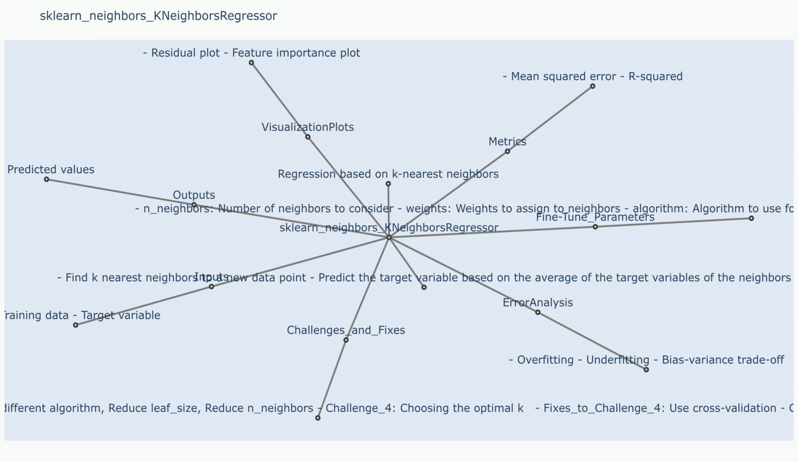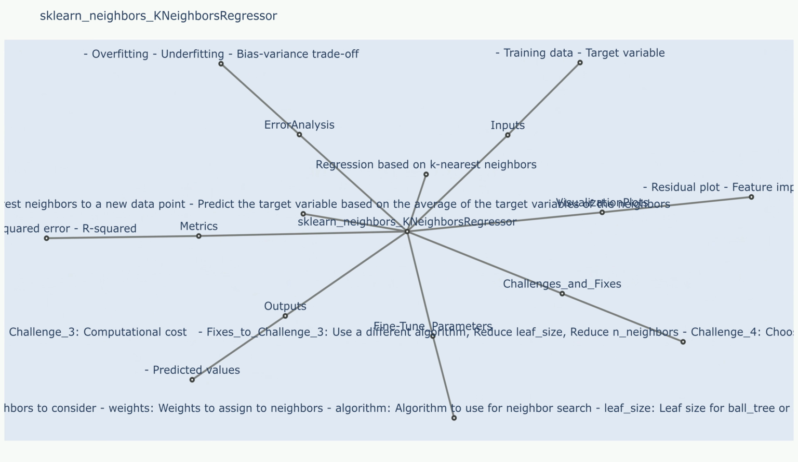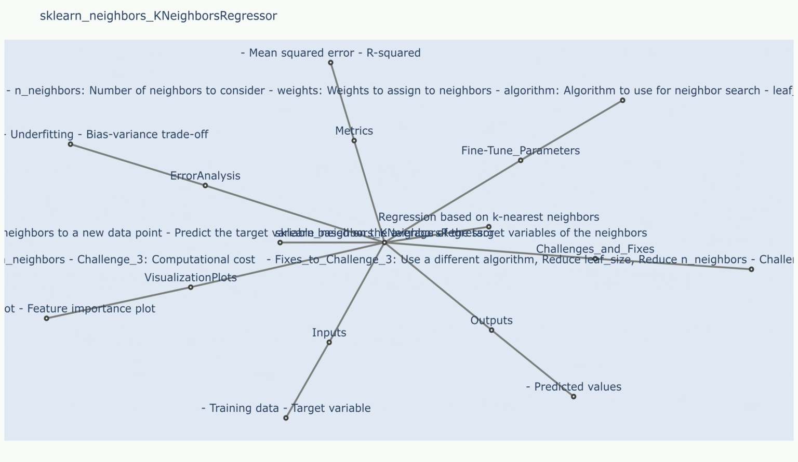Fine-tune parameters. N neighbors, the number of neighbors to consider during prediction. Higher values can smooth out predictions but may lead to overfitting. Weights specifies how to weigh the contribution of each neighbor. Uniform gives equal weight to all neighbors, while distance weights neighbors by their inverse distance.